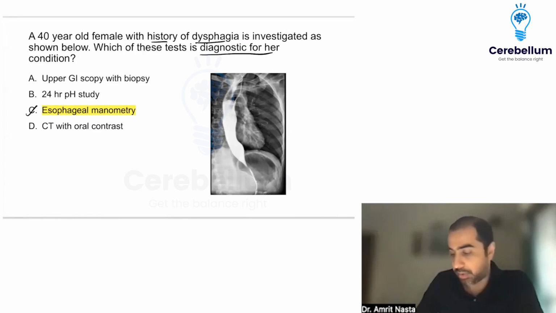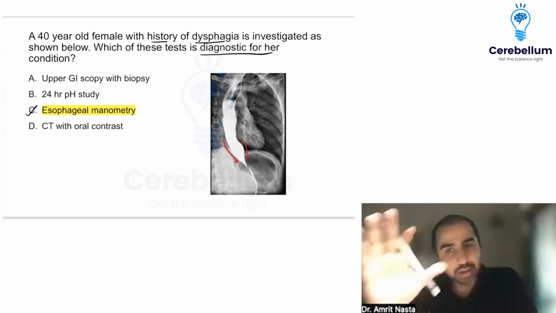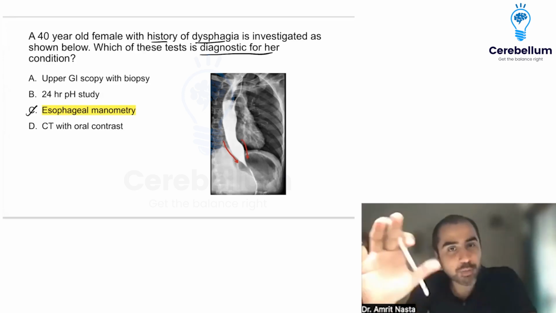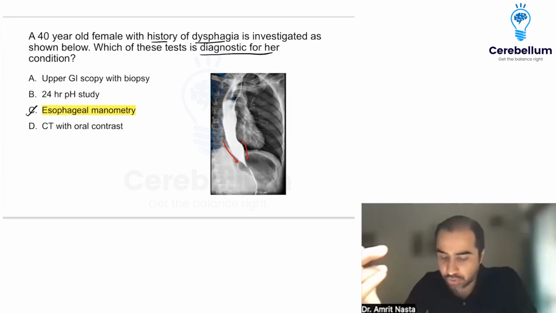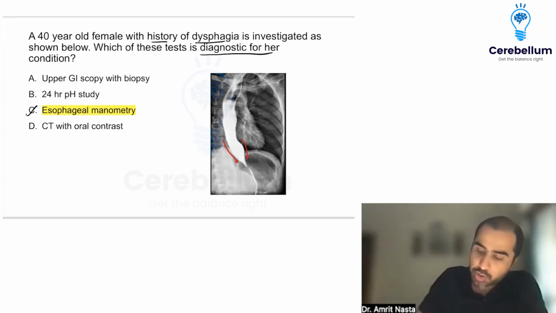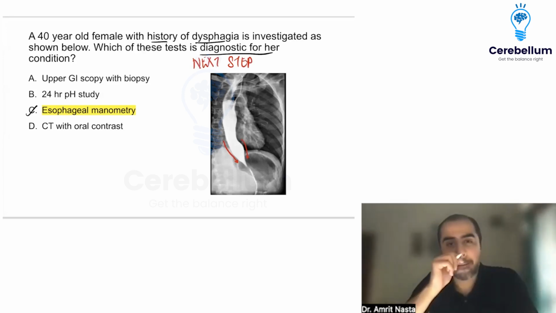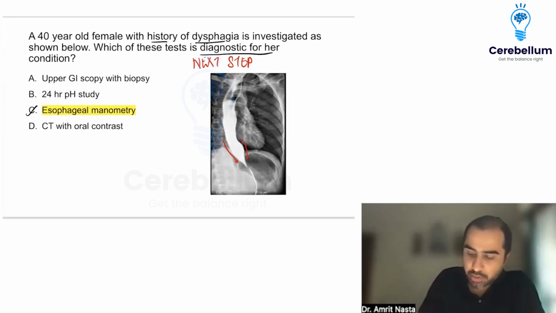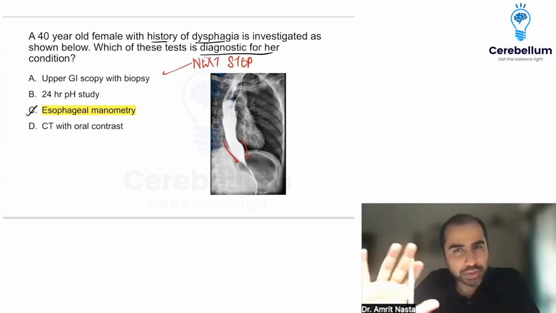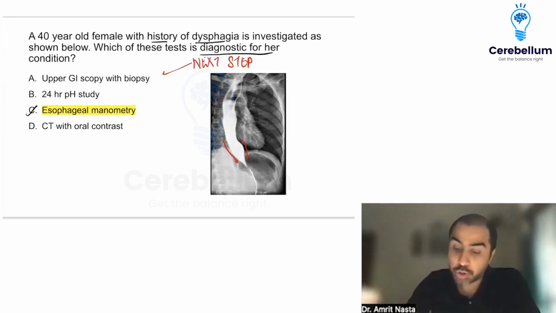Why manometry? Because what you see here, don't say bird beak. It is a smooth tapering. Slowly it is narrowing. Please don't say beak of bird. It is smoothly narrowing, so you think it is achalasia. If the question was next step, then the answer would have been endoscopy. Obviously not biopsy. We don't do biopsy, but we do endoscopy. So next step or first investigation would have been endoscopy.